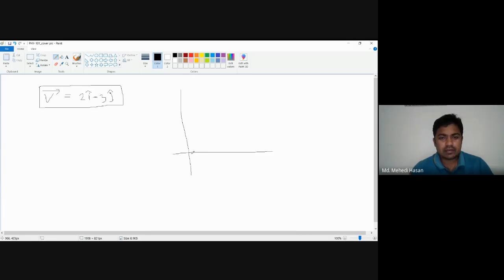Okay, now let's talk about the velocity. This is the maximum height. So what will be the velocity at maximum height? Just tell me that information.